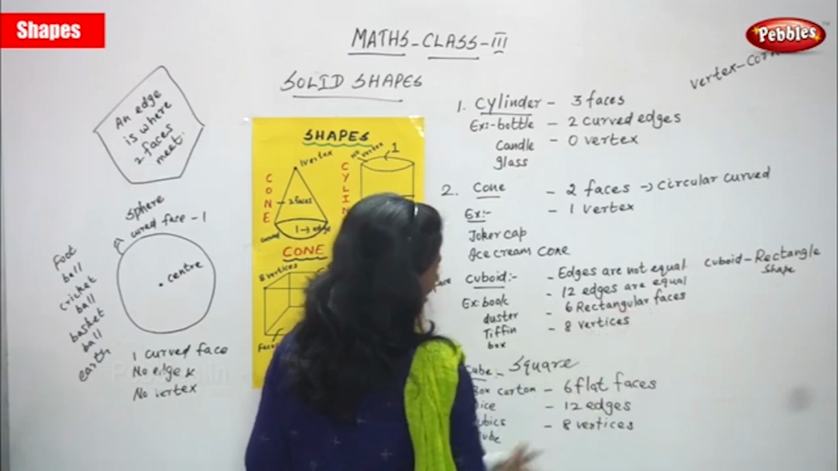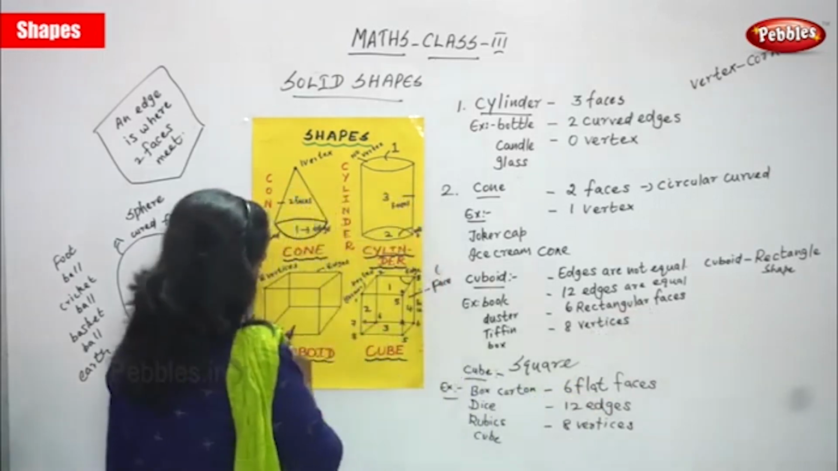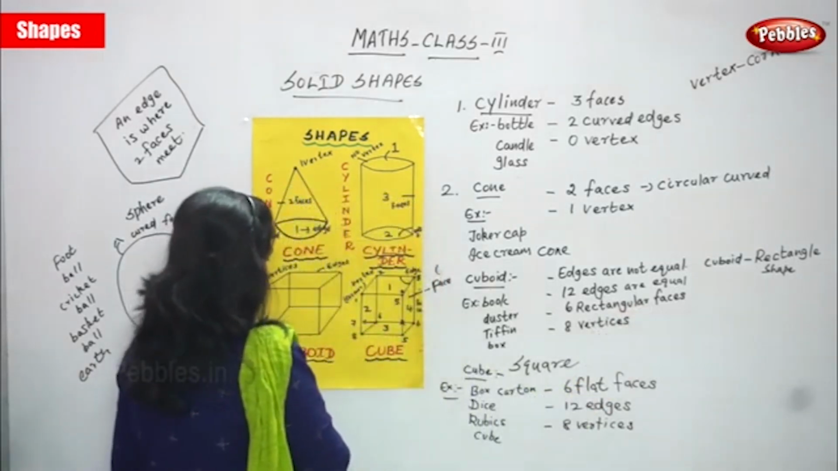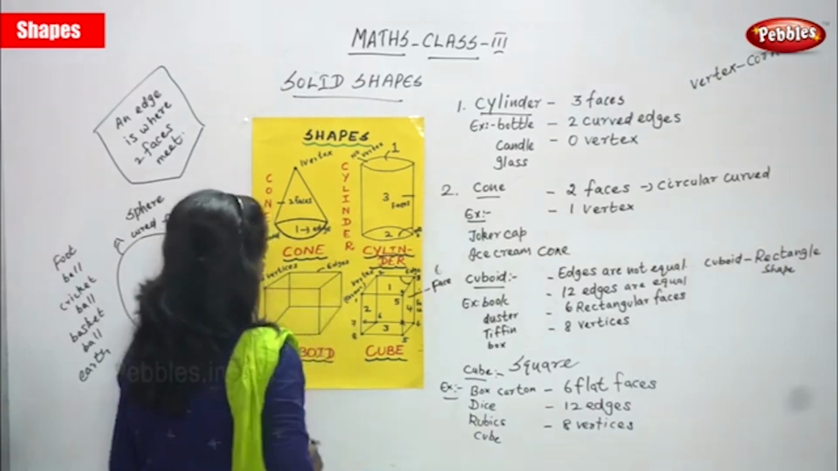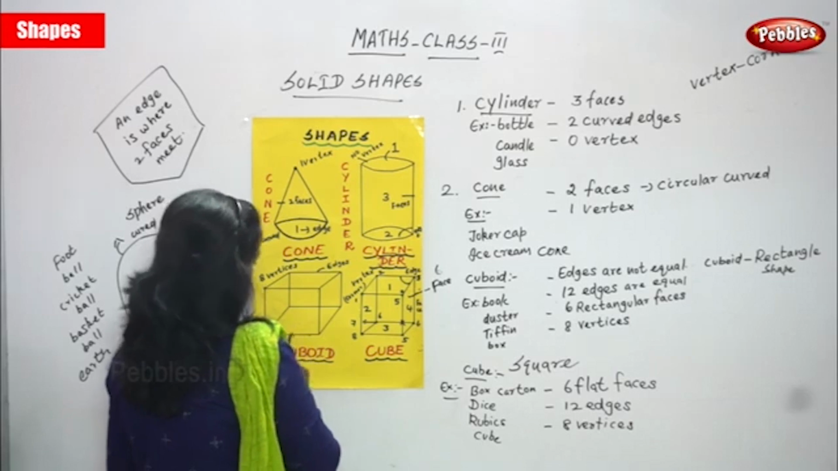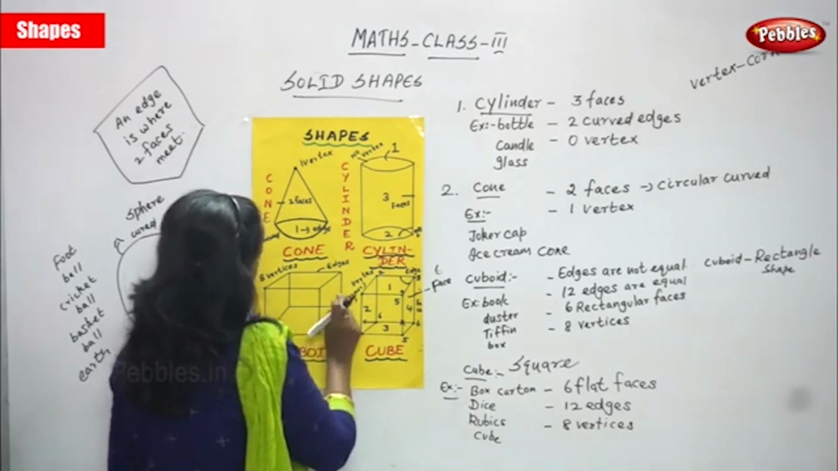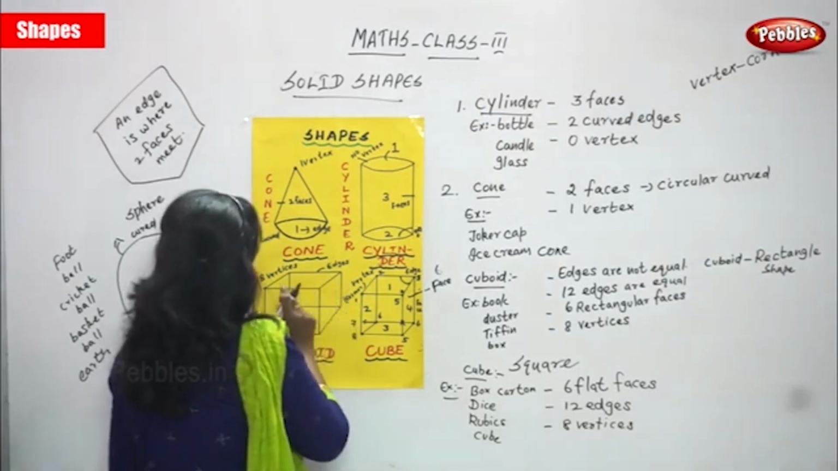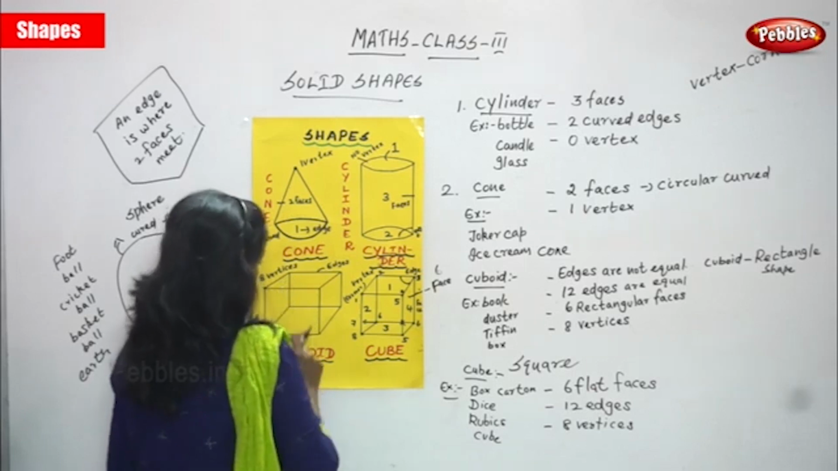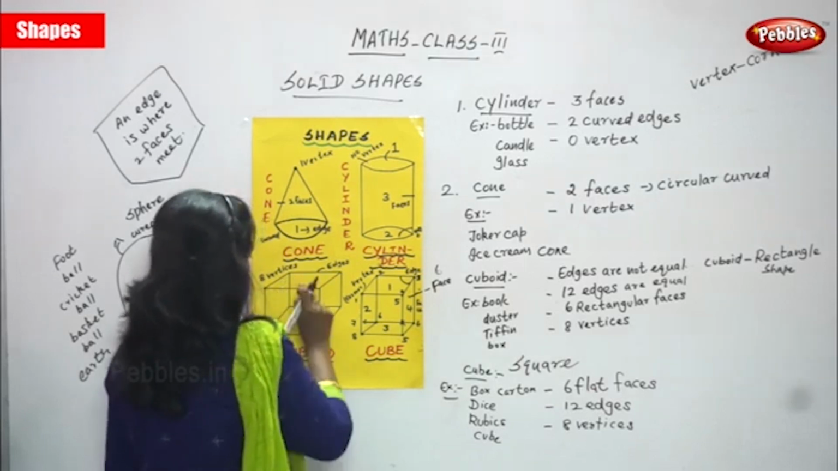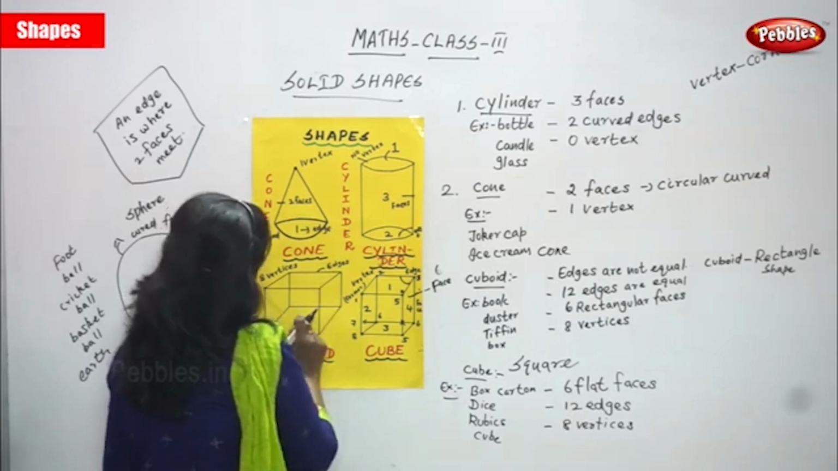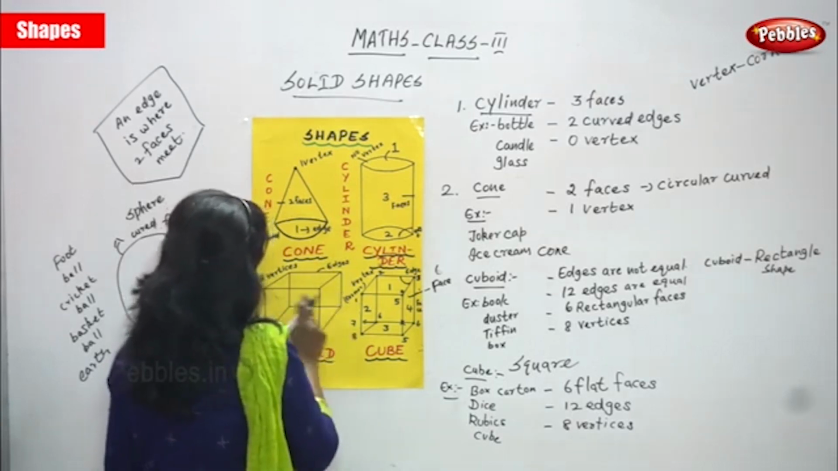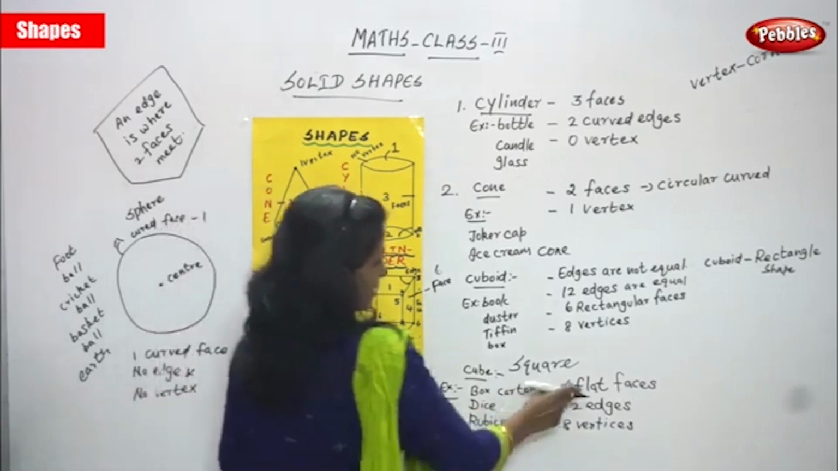How many faces? 6 rectangular faces. This is a face. 1 and after that 2 and 3, 4, and we can call it 5 and 6. Even this also you have to consider. This is 1, 2, then 3, 4, 5, and this is 6. Altogether 6 flat faces.